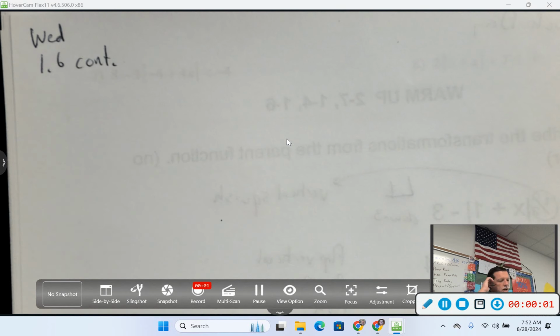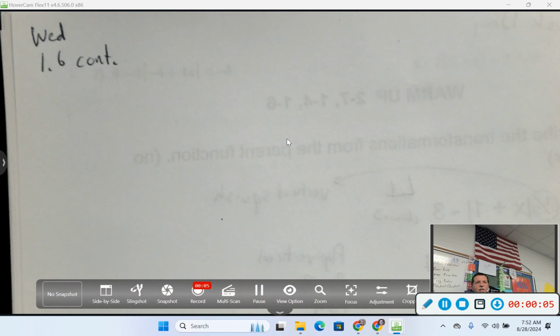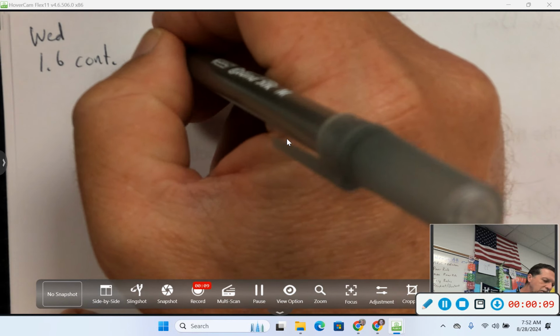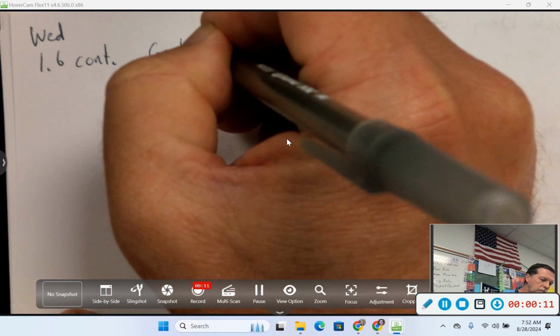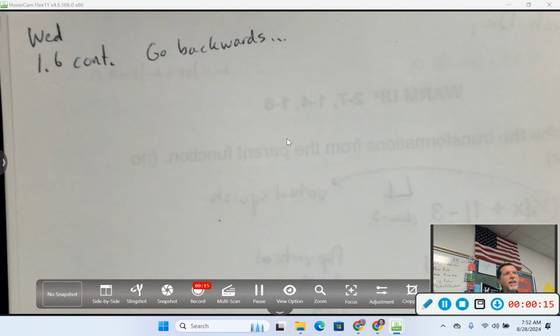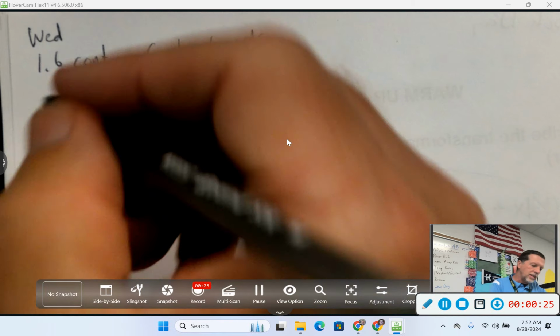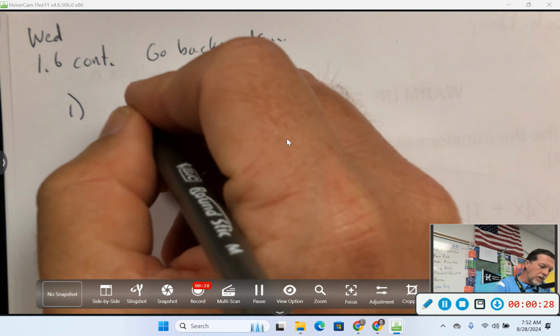Okay, so block day 1.6 was the absolute value inequalities. We're continuing that today, but today we're going to go backwards. It's sort of a Jeopardy day. Like I give you the answer, you got to give me the question. The concepts are the same, but can you figure out what's going on based on what I give you? Let's start with some things that we know.